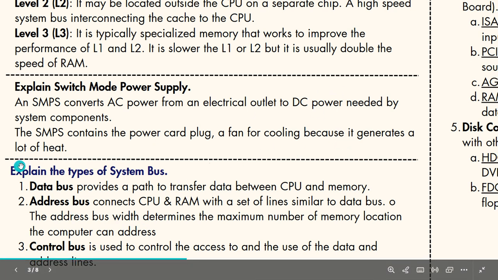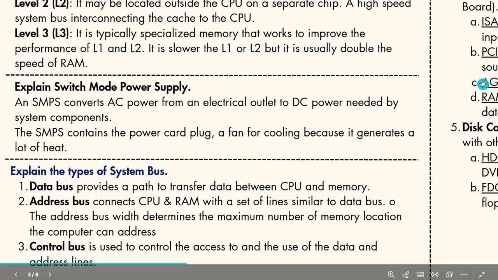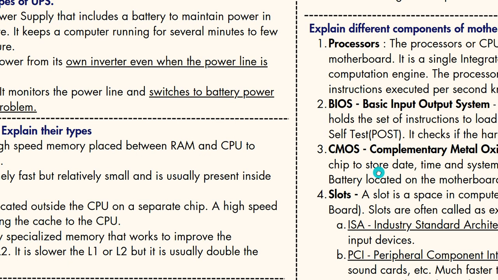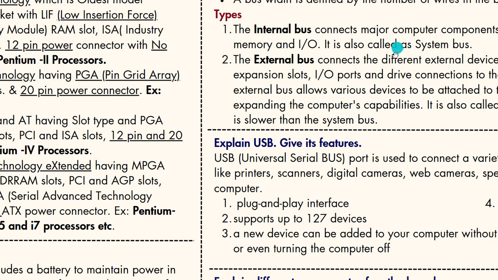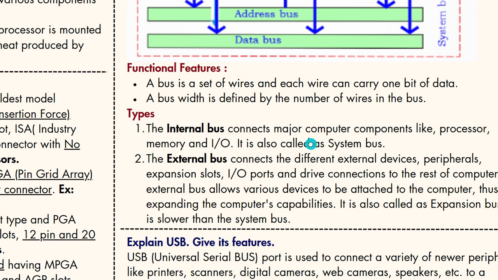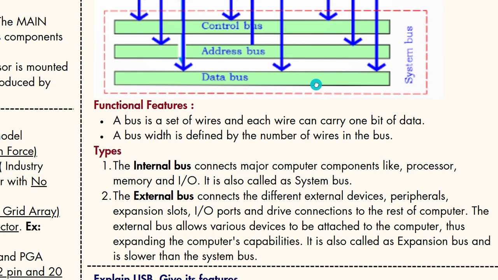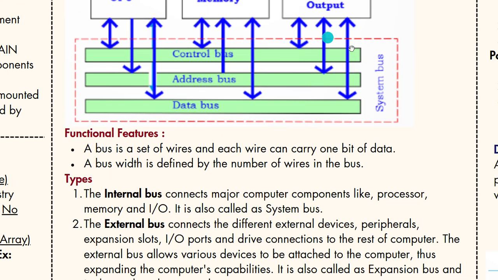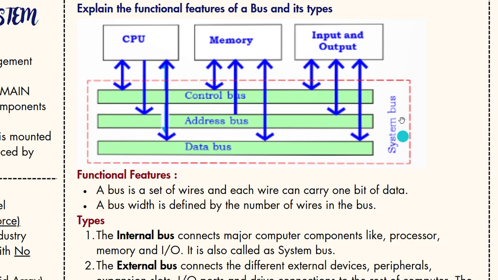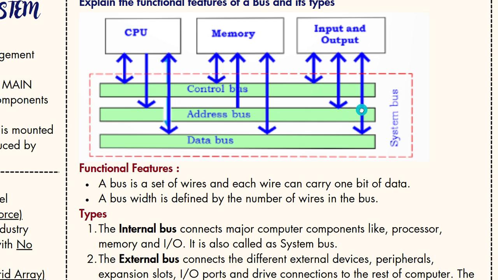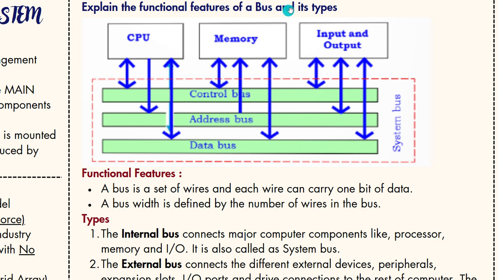Now, before coming to explain the types of system bus, let's see what a bus is, and the actual types of bus, okay. So when the word bus comes into the picture, this is a super important diagram over there, right? These are the types of system bus: control bus, address bus, and data bus, and this is the way they connect the CPU, memory, and input and output. So now explain the functional features of a bus and its types.